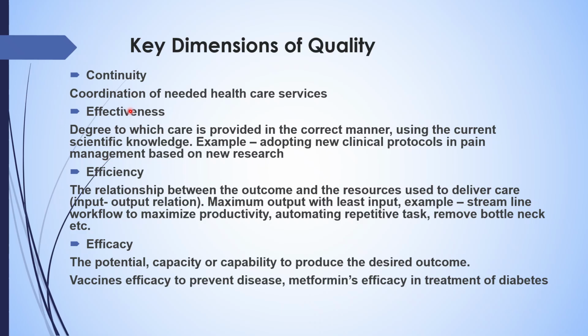Then continuity, that is coordination of needed healthcare services. So coordination between the services like rehabilitation services, nutritional services, medical services, pharmaceutical care services, or different healthcare services, that is called continuity. Then effectiveness, degree to which care is provided in the correct manner using the current scientific knowledge. Example, adopting new clinical protocols in pain management based on new research. So effectiveness is mainly related to current scientific knowledge.